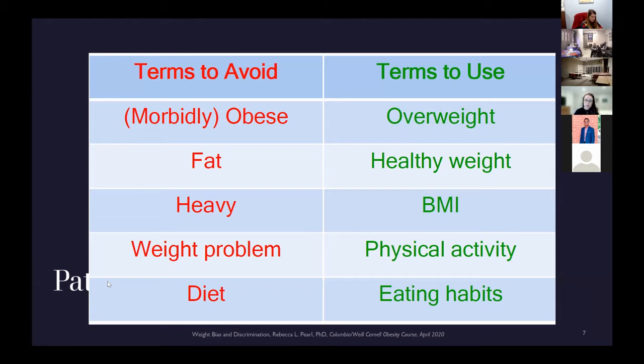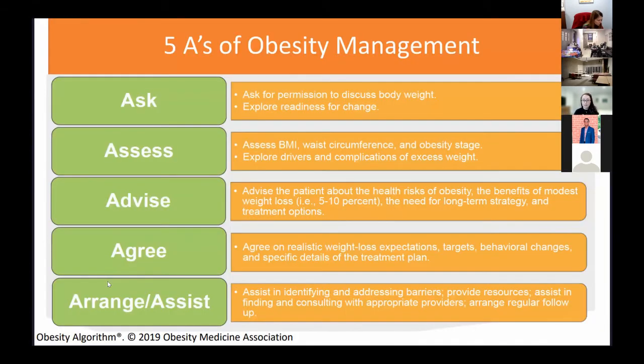And these are just some terms to avoid and terms to use. And there's things we can do in the waiting room. And there's a lot of information out there about how we can make it less stigmatized for people to come in and feel welcome. But we're not going to go into that any more than this today.